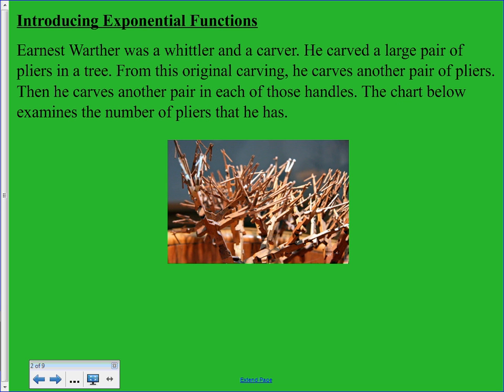So we're going to start by using an example from an artist. Okay, so you look at that picture on there, and we're talking about how he's going to make that picture. So what he does is he's going to carve a large pair of pliers in the tree, and then from each of those pliers that he makes, he's going to split them in half. So each is going to become two, and then each of those two will become two more. So it's just going to keep expanding, and that's how you get the design that you see on the board. And this can all be represented mathematically.